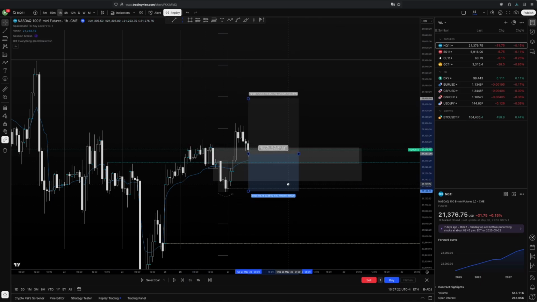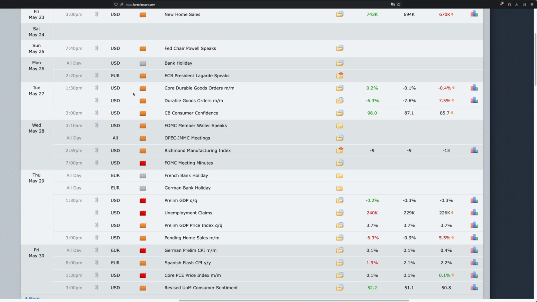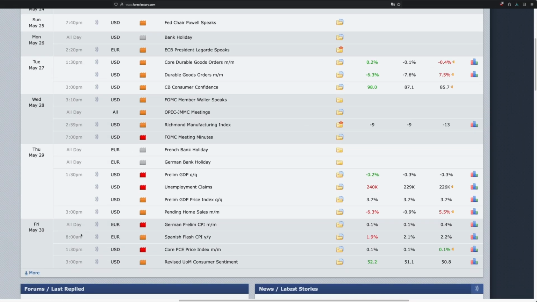I entered somewhere over here. Stop loss below there. And then targeted 1.5R. Now, obviously, I could extend my target order over to here, but why didn't I? Because if you go back to Forex Factory, we didn't have any news until Thursday and Friday.